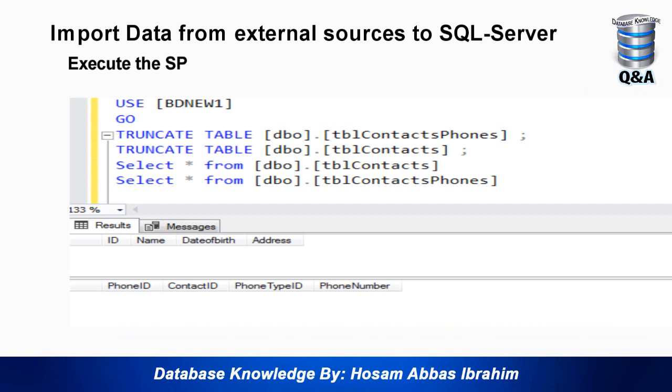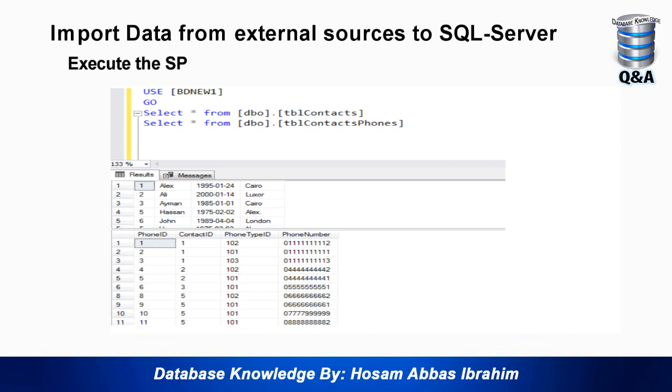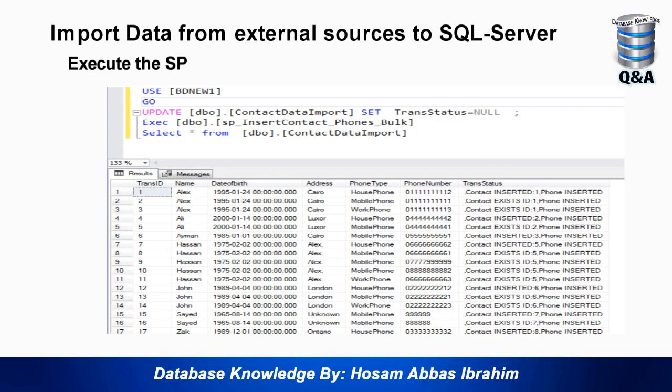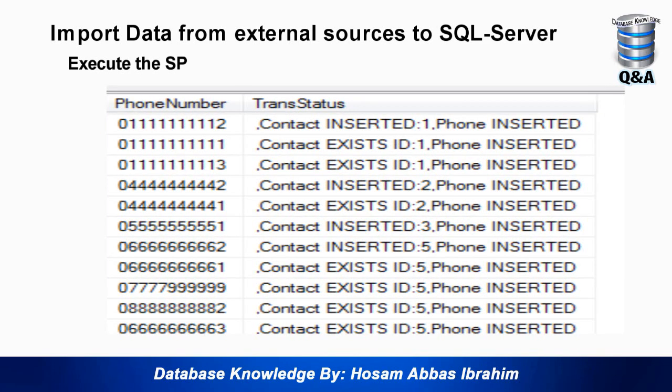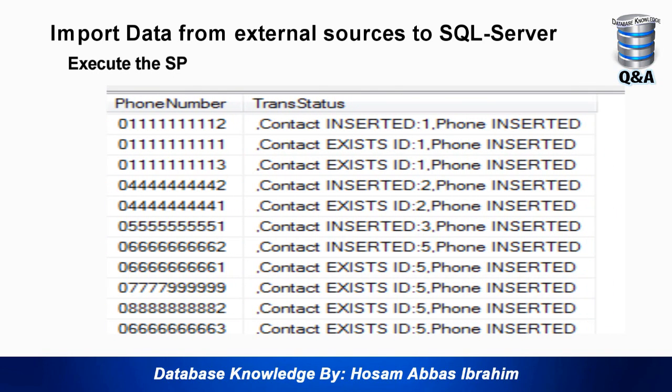We truncate both tables and try again. Here we don't have any records in TBL contacts phone, nor in TBL contacts. We reset the transaction status to null and execute the stored procedure. Again, we check the 2 tables. Now we have rows in TBL contacts and we have the phone numbers in TBL contacts phone. We check our staging table. As you can see, the transaction status for all of them: first, contact inserted, phone inserted. The second one, contact exists, because the same one, Alex, we already inserted in the previous transaction. And the third, same thing for Alex, and so on for the rest.